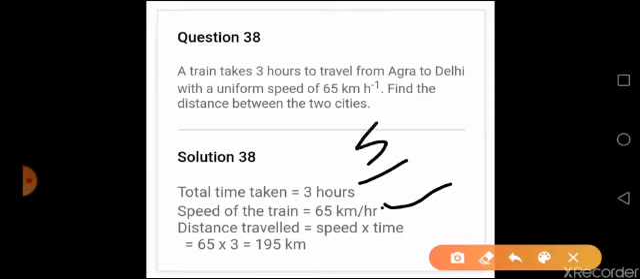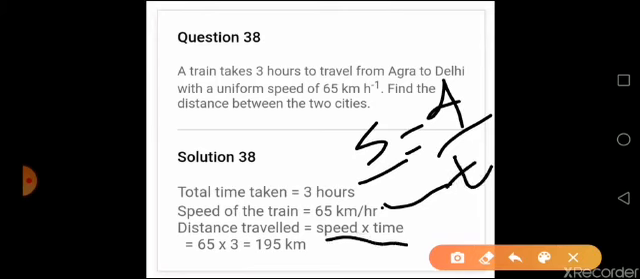Speed is equal to distance upon time. So from that, distance will be equal to speed into time. You can simply multiply and find your answer. Coming to question number 6, it is a question based on average speed.